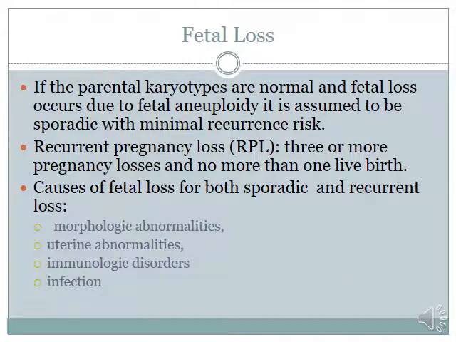If the parental karyotypes are normal and fetal loss occurs due to fetal aneuploidy, it is assumed to be sporadic with minimal recurrence risk. Recurrent pregnancy loss, which is RPL, is defined as 3 or more pregnancy losses and no more than 1 live birth. Several etiologies are implicated in the causes of fetal loss for both sporadic and recurrent loss, which include morphologic abnormalities, uterine abnormalities, immunologic disorders, and infection.